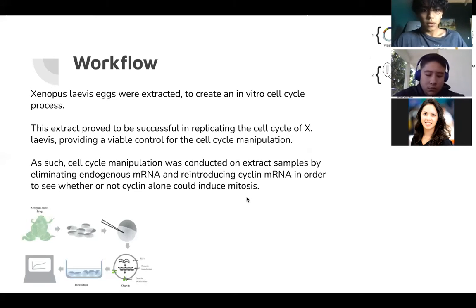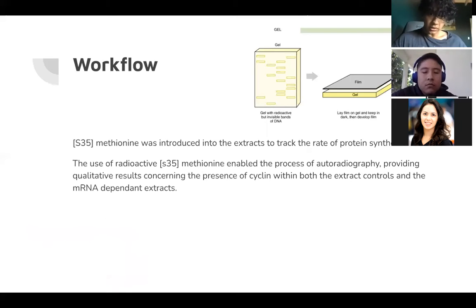So how are we going to track cyclin? Because you can't just do that and not know where cyclin is coming from or how much cyclin is present in the cell cycle. So these extracts will be coded in S35 methionine, and that is a radioactive version of the amino acid methionine, which is actually the first amino acid present in protein synthesis.